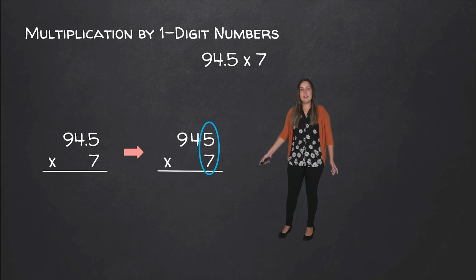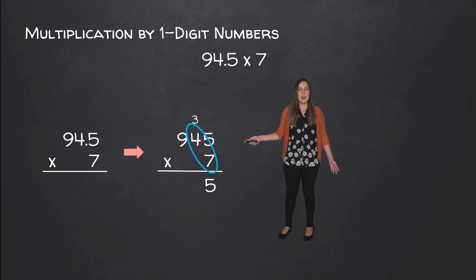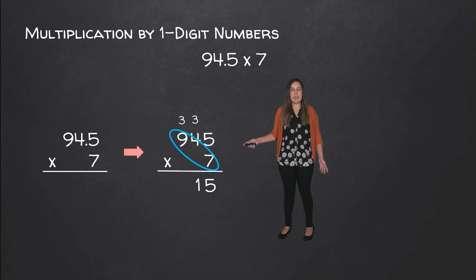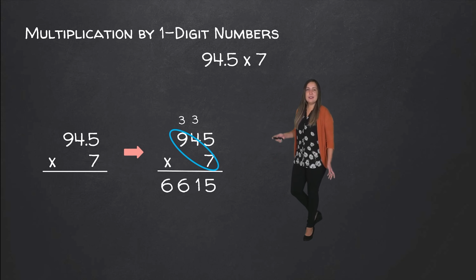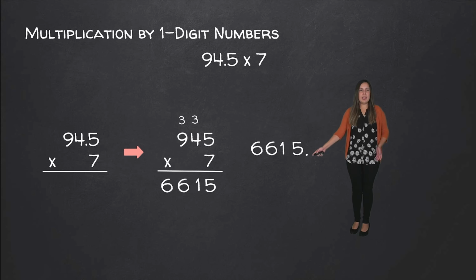7 times 5 is 35. Bring down the 5, bring up the 3. And then we're going to do 7 times 4, which is equal to 28, plus 3 is equal to 31. Bring down the 1 and bring up another 3. And then we're going to do 7 times 9, which is equal to 63. Don't forget to add a 3 on top, making that 66. So 945 times 7 is equal to 6,615.